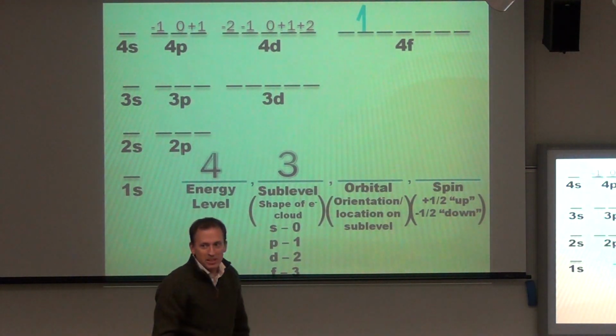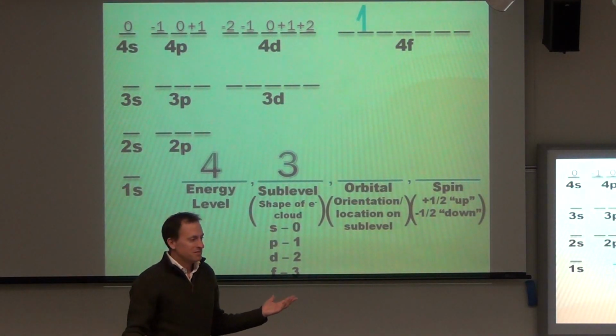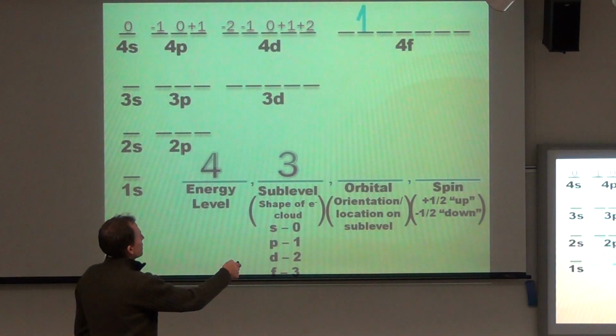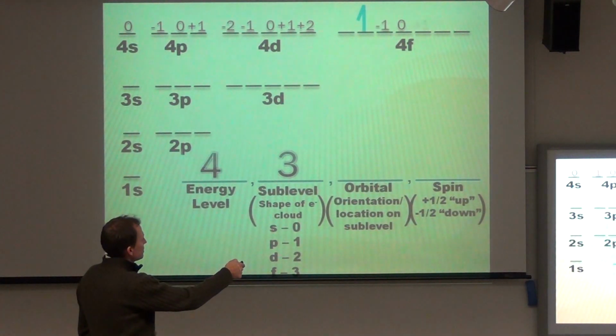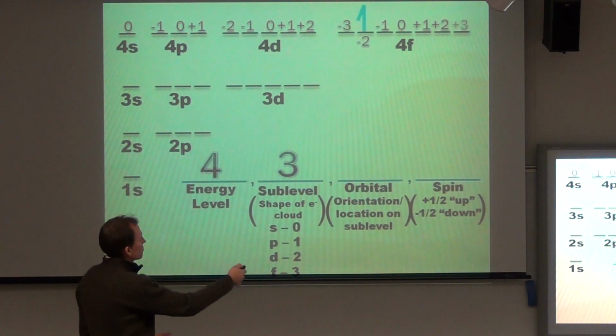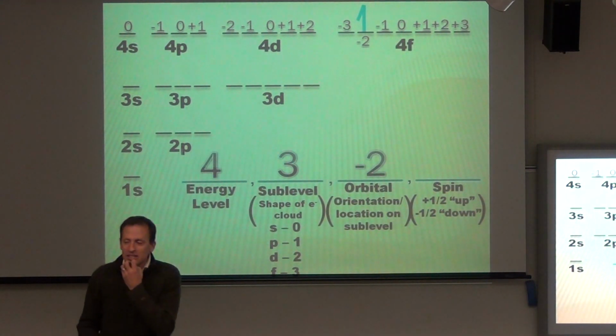S's are awesome and weird at the same time, because there's only one line. It's a 0. So then, where is this one located? Well, if that's the middle, where is it? It's at -2, right? And this would go to 3 and -3. So my orbital orientation is -2.